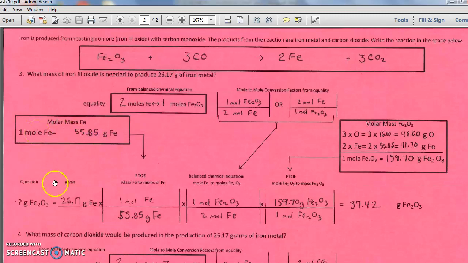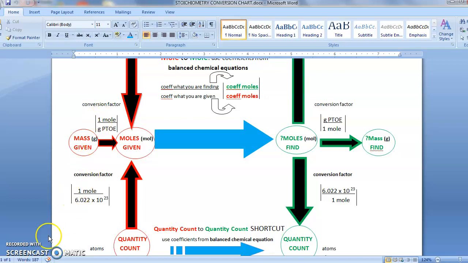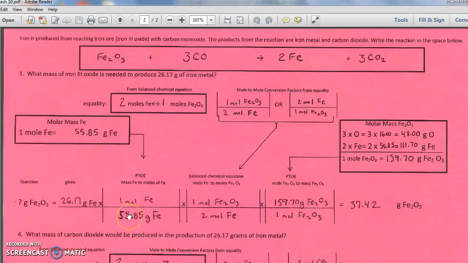How do I know which one's on top? On this chart, we see that we want mole on top, mass on the bottom. But if I don't have the chart, how do I know? Well, if I'm given a mass, grams, I need that on the bottom so that it will factor out in dimensional analysis. This unit must cancel with this unit, leaving me with moles of iron. And if I know moles of iron, I can find moles of what I'm trying to find, the iron 3 oxide, by using the coefficients from the balanced chemical equation. Here we go. Here's our balanced chemical equation right here. Be sure you've balanced it correctly.